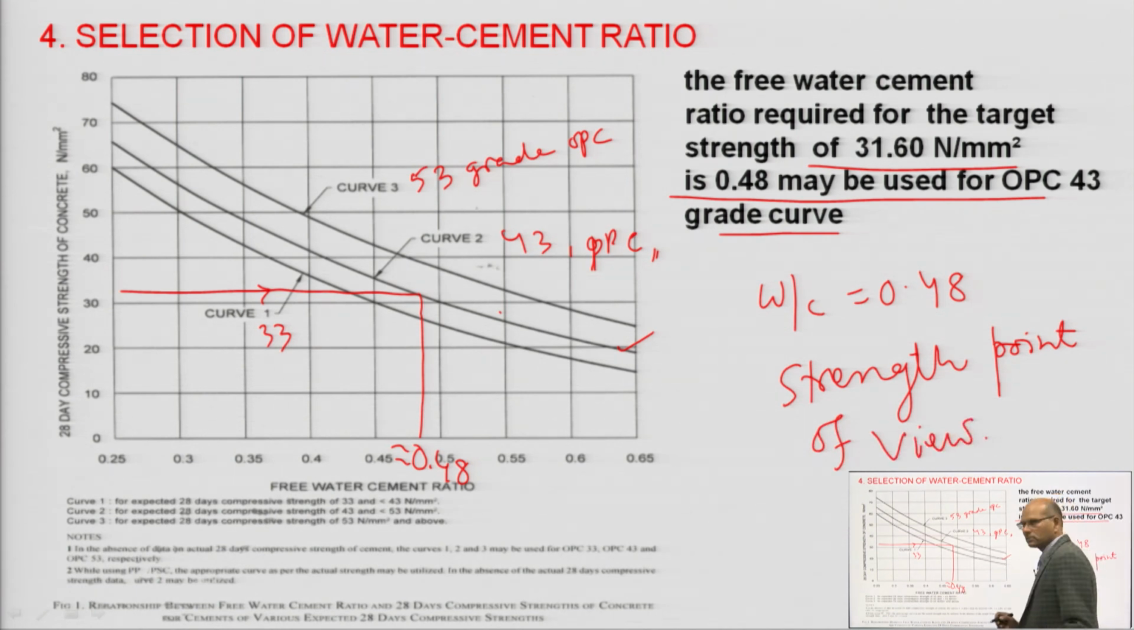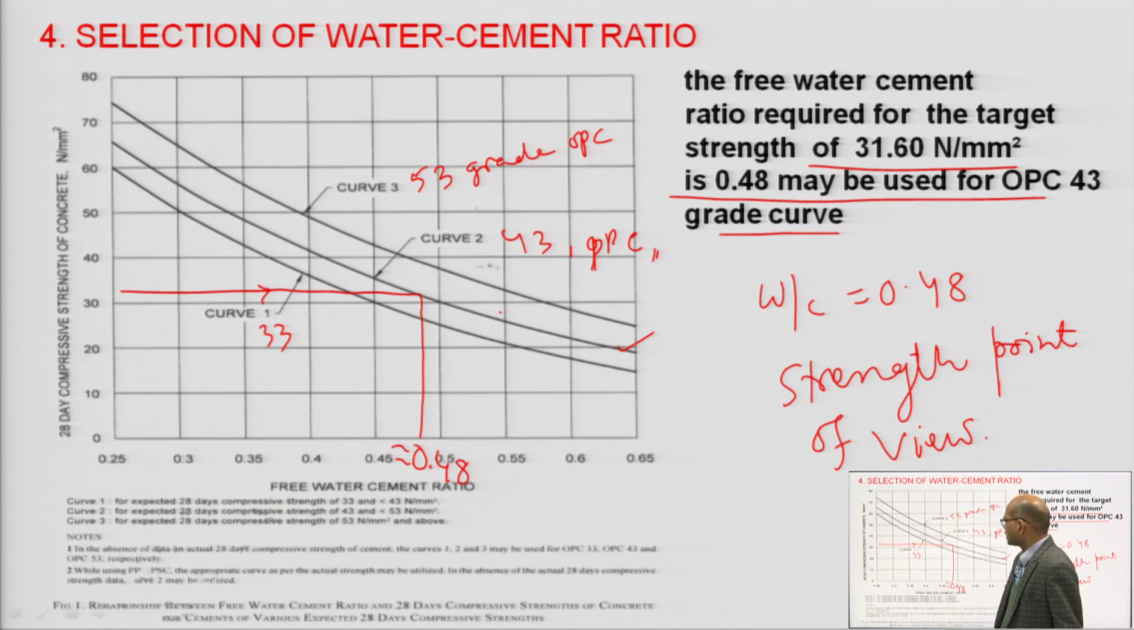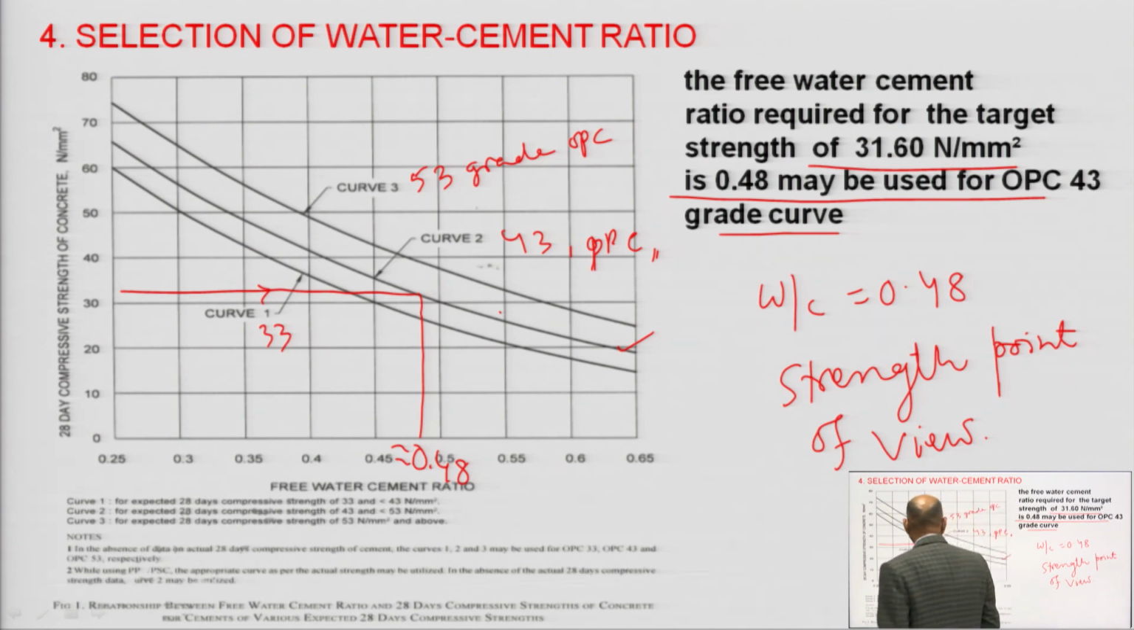So, now we have to consider the durability aspects. For durability requirement also you have to consider the water cement ratio. So, if your water cement ratio is more than 0.48, you will not be able to get this strength of 31.60. That is our mean target strength required. So, now we will see the requirement of durability condition also, which is very important.